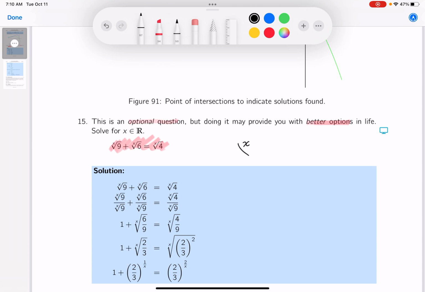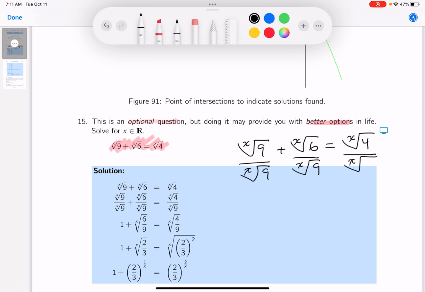So it's the xth root of 9 plus the xth root of 6 equals the xth root of 4. I'm going to divide both sides by the xth root of 9, and that's like dividing every term by that. Certainly the first term becomes 1, plus, this is going to be the xth root of 6/9. I'm just using some rules of exponents here, or radicals when you look at it. And this will be the xth root of 4/9.